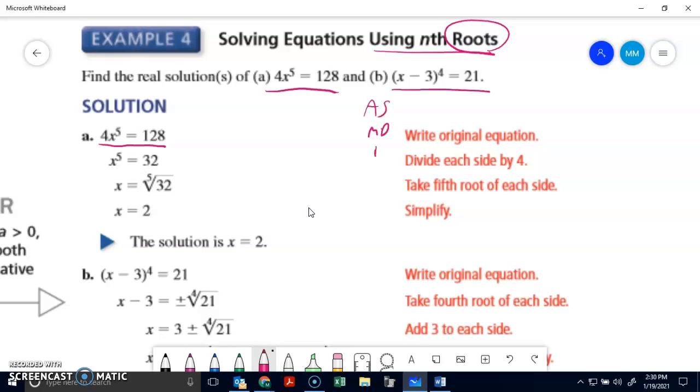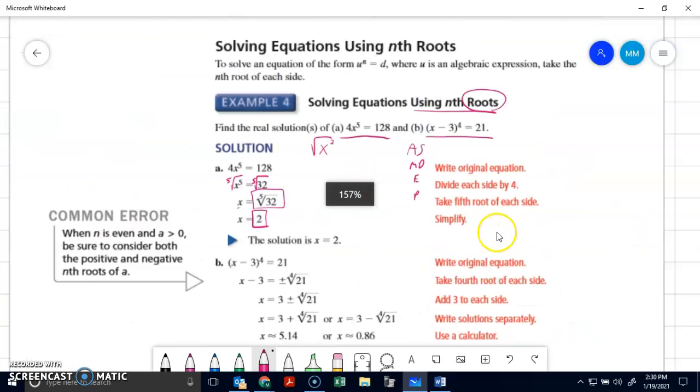Reverse order of operations. The first step I would take is divide by 4. So if I divide both sides by 4, 128 divided by 4 is 32. I get x to the 5th equals 32. And then to get rid of the 5th power, I need to take the 5th root. Just like to get rid of x squared, I would take a square root. To get rid of the 5th power, I take the 5th root of both sides. So x equals the 5th root of 32, which is just 2.